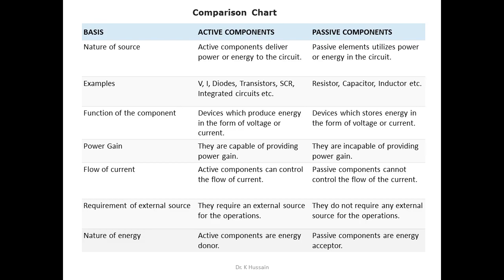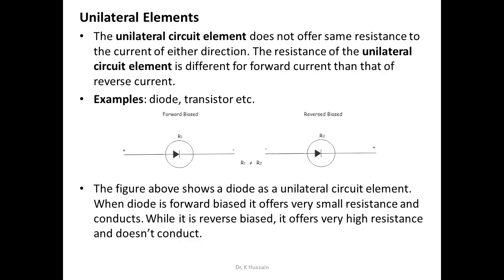So these are the comparisons between active components and passive components. Next, another classification of elements, based on the direction of current: unilateral elements and bilateral elements. The unilateral circuit element does not offer the same resistance to current in either direction. If it is forward direction, it gives some current; if it is the reverse direction, it gives a different current. The resistance of a unilateral circuit element is different for forward current than for reverse current.